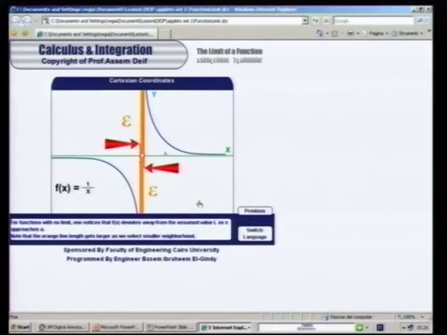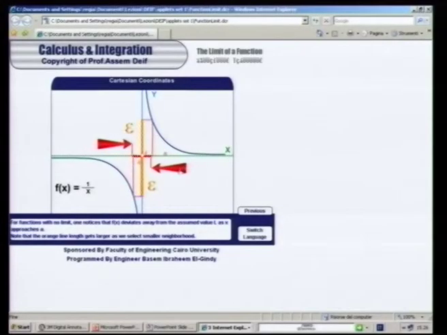Now, suppose, for example, you have another function like 1 over x. Here it has a vertical asymptote at the point 0. Does this function have a limit at the point x equals 0? Now, we do the same thing. We approach the point 0 in a deleted neighborhood, from the right and from the left. Here we find that as delta becomes smaller, epsilon goes to infinity. So we conclude that this function has no limit.